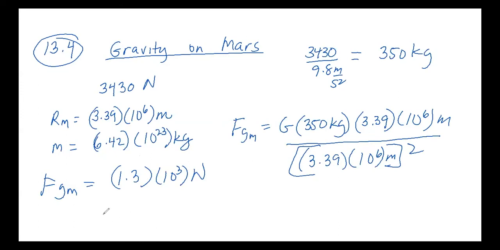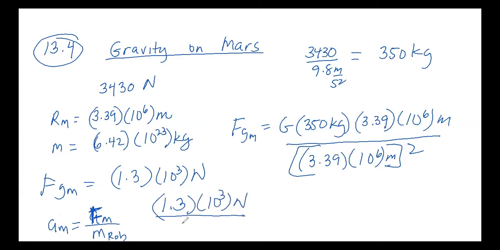But that's not A. So to get A on Mars, we need F divided by that mass of the robot. I'm sorry, that's F on Mars. A on Mars equals F on Mars over mass, so we're going to get 1.3 times 10 to the third newtons divided by 350 kgs, which is going to give us 3.7 meters per second squared. Oh, it would weigh so little on Mars. Anyway, that's 13.4. Very cool.